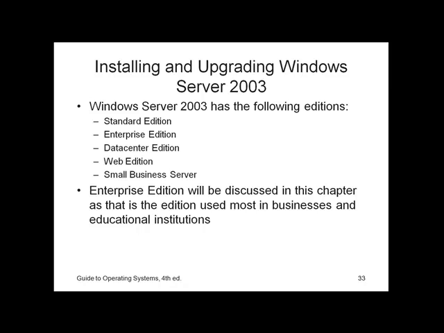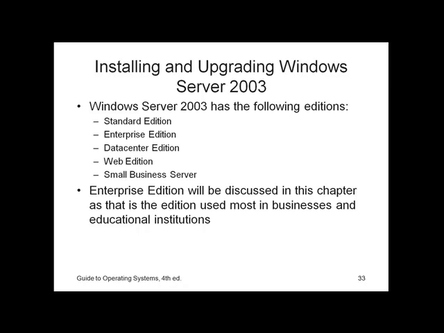Now, when we talk about installing and upgrading Windows Server operating systems, there are some things you need to be aware of as well. For instance, Windows Server 2003 has the following editions available: Standard Edition, Enterprise Edition, Data Center Edition, Web Edition, or Small Business Server.